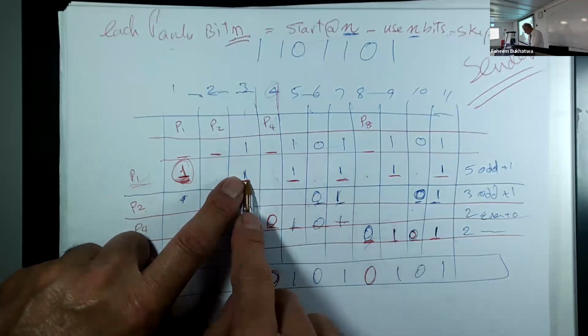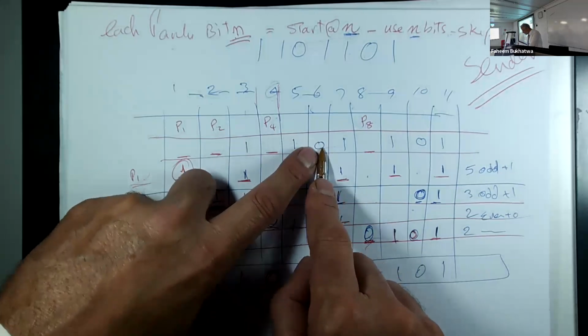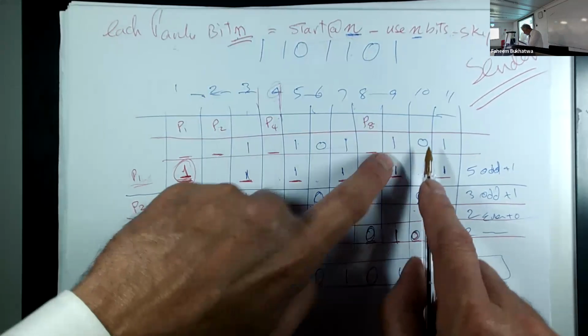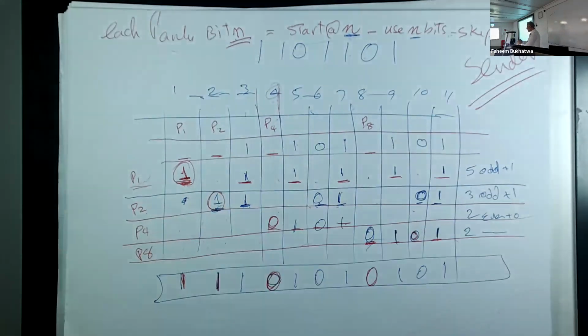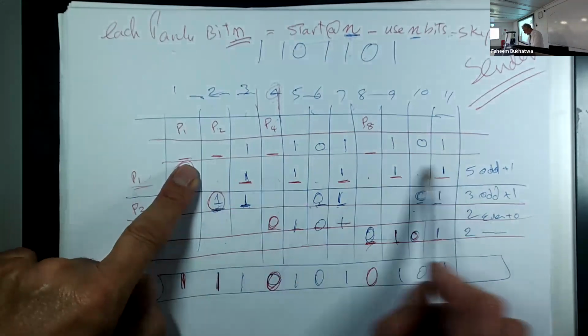So you're going to take this one, skip this and take this one, skip the next one, which is 0, and take the next one, number 7, skip number 8 and take 9, and skip number 10 and take 11. You keep doing that for the parity 1. Once you have the correct bits here, you count them.